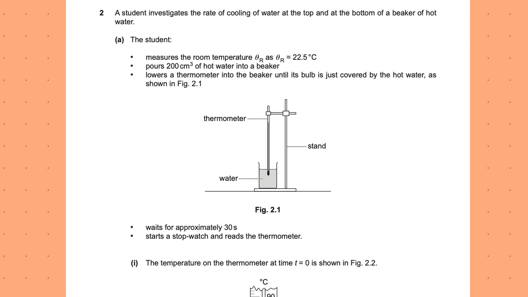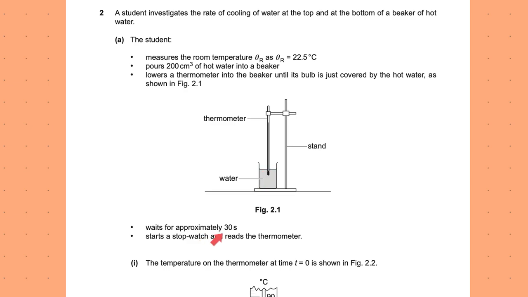Question number 2. Next question. A student investigates the rate of cooling of water at the top and the bottom of a beaker of hot water. So the student measures the room temperature, pours 200 cm³ of hot water into the beaker, lowers the thermometer into the beaker until its bulb is just covered by the hot water as is shown. This is the best way to actually take readings using a thermometer, because it's not touching the glass and it's still immersed in the liquid.